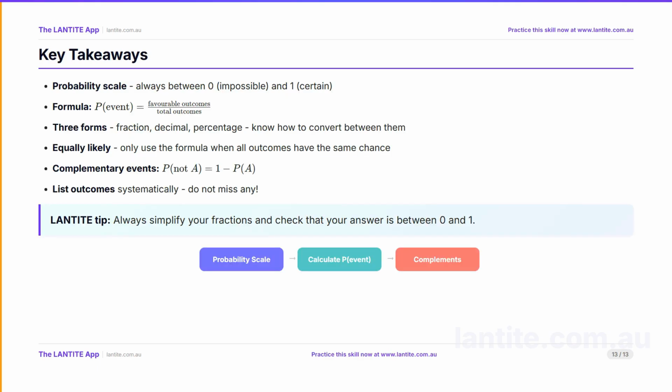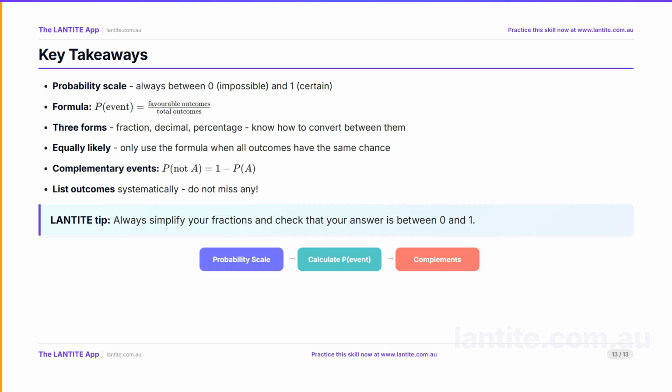Let's recap. Probability always falls between 0 and 1. The basic formula is favorable outcomes over total outcomes. You can express probability as a fraction, decimal, or percentage. The formula only works when outcomes are equally likely. Complementary events let you find the probability of something not happening by subtracting from 1. And always list outcomes systematically to make sure you have not missed any.